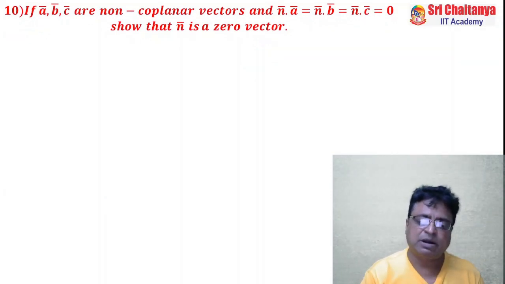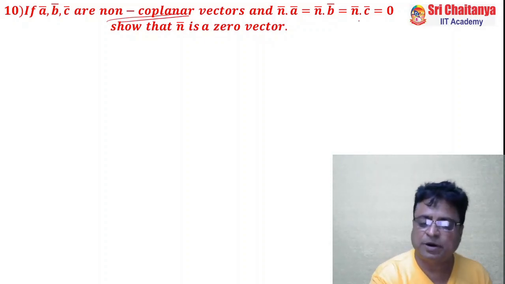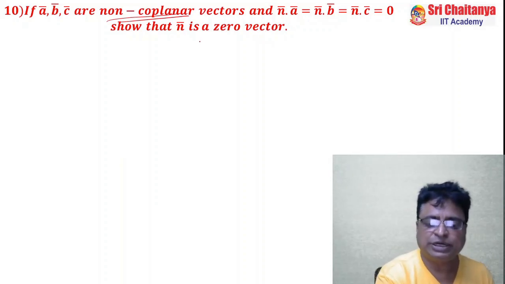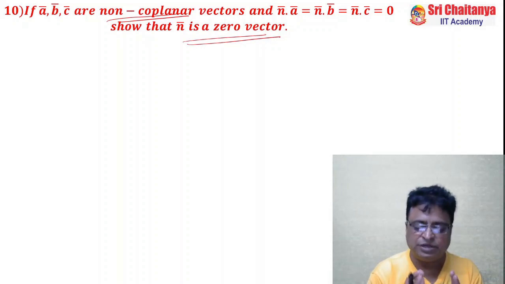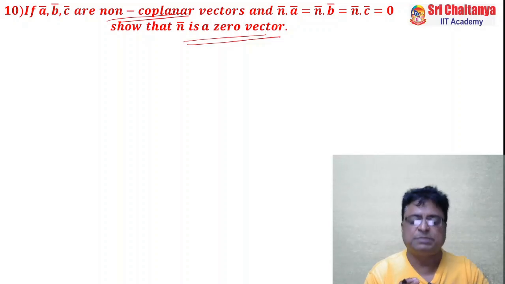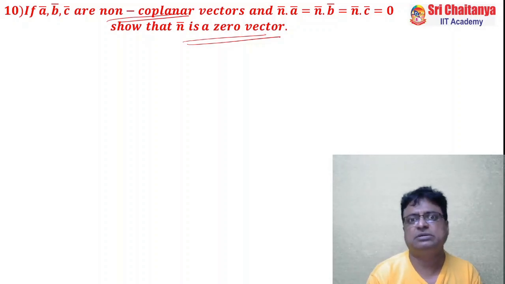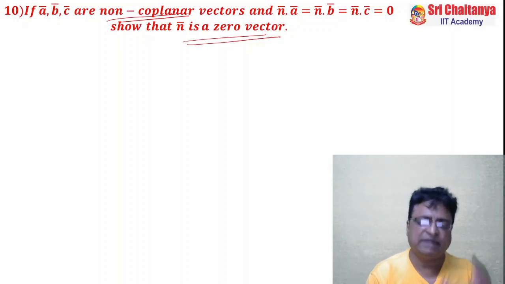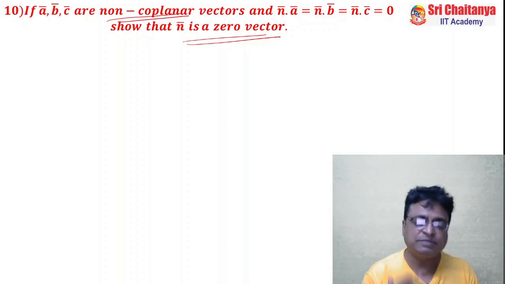If a bar, b bar, c bar are non-coplanar vectors, read the statement properly, such that the dot product of n bar with each of them is 0, show that n bar is a 0 vector. So whenever a vector is perpendicular to 3 non-coplanar vectors, then automatically the vector becomes a 0 vector. This is the theorem. So how to attack this theorem? We are applying the method of contradiction. What is the method of contradiction?